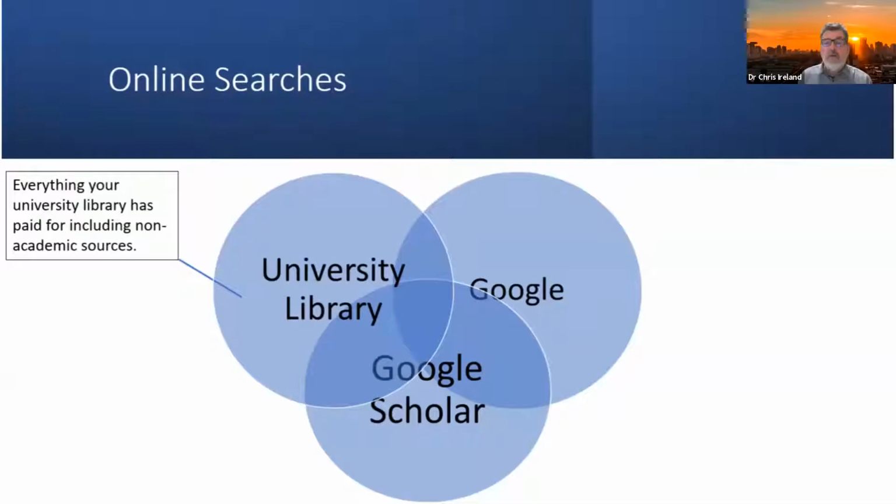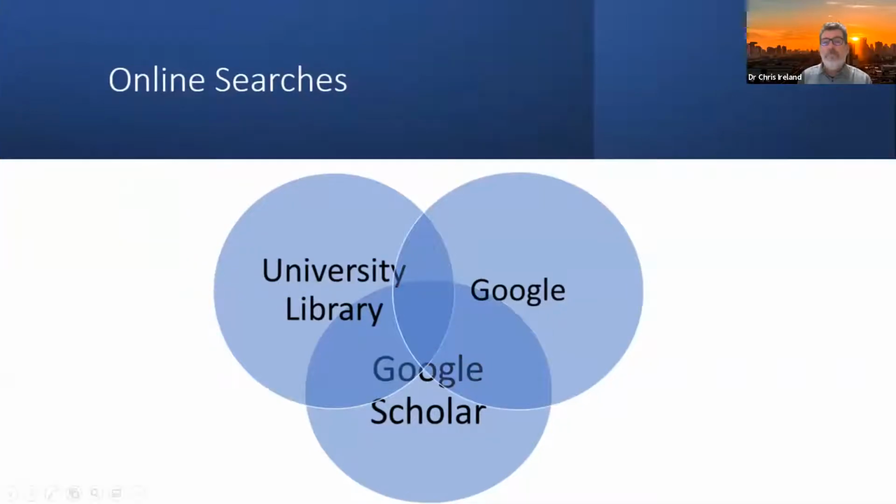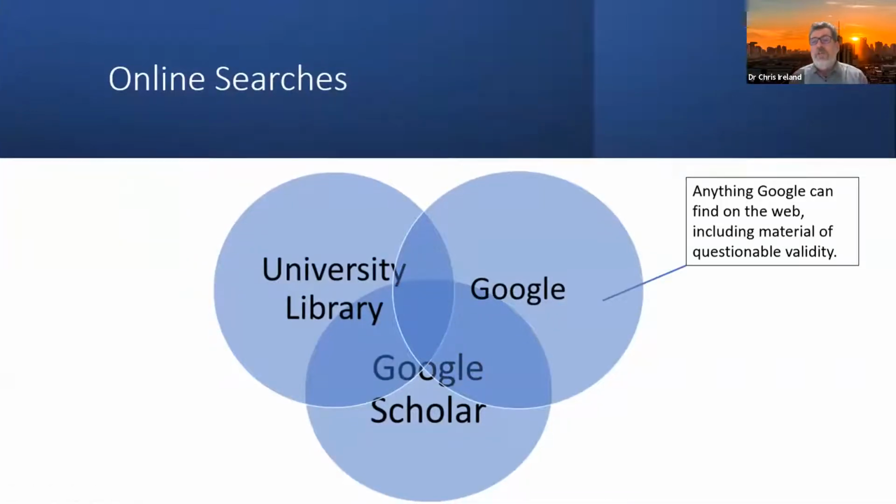So there's all of that on top of all of the academic stuff. Then there's Google. Google is anything you're likely to find on the web, and that includes a lot of material that might not be valid for academic research. So one thing that you can do is use what they call operators to limit your research to make it more valid academically.